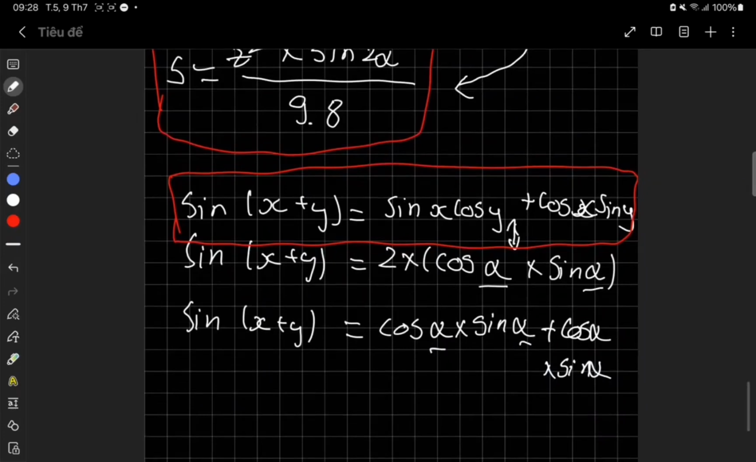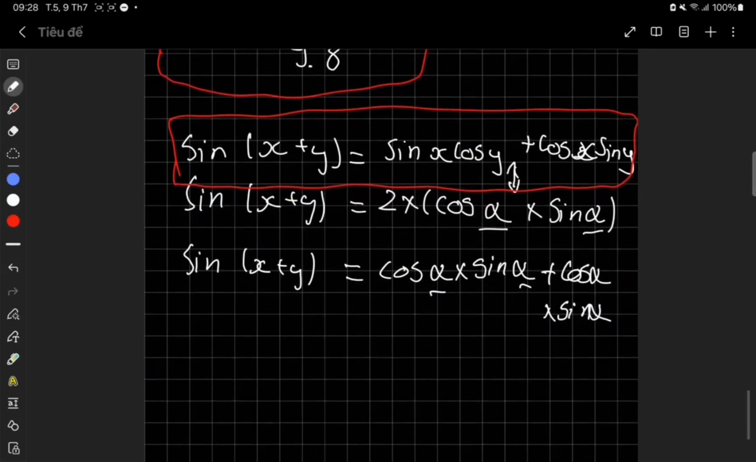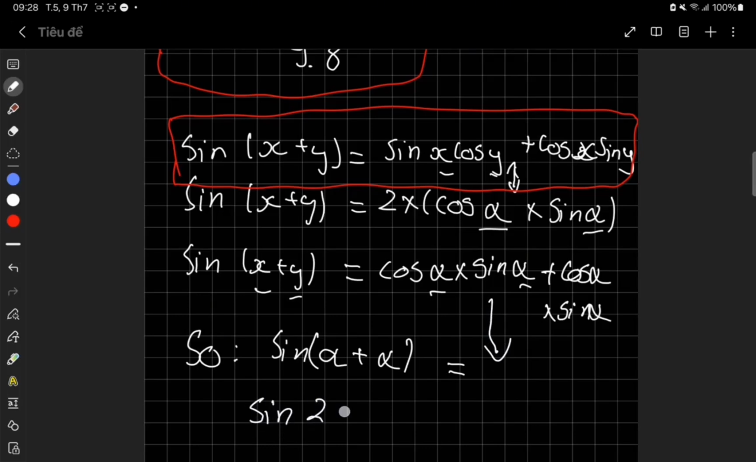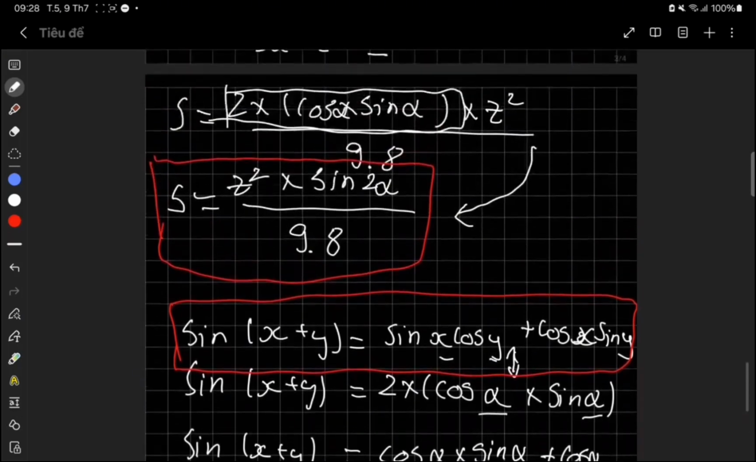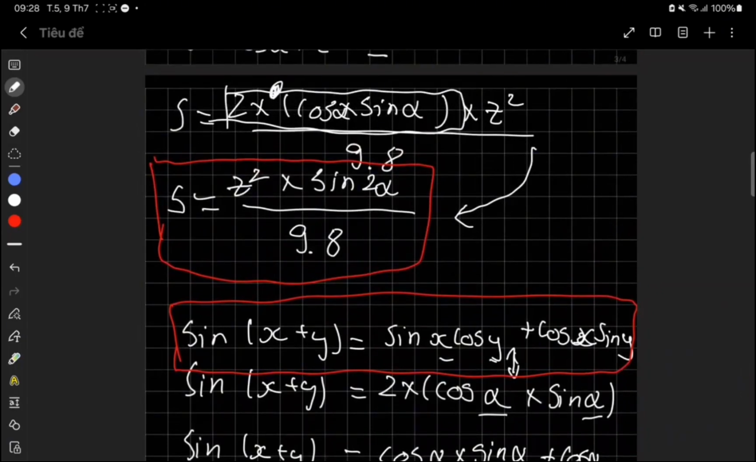And with alpha and alpha the same, it's basically this trigonometry identity, and so we have sine of alpha plus alpha, because x and y is the angle, would be equal to this, and we have that sine 2 alpha is equal to 2 times cos alpha times sine alpha, which is just this thing. That's why we have sine 2 alpha here.